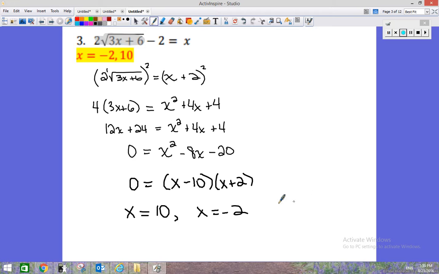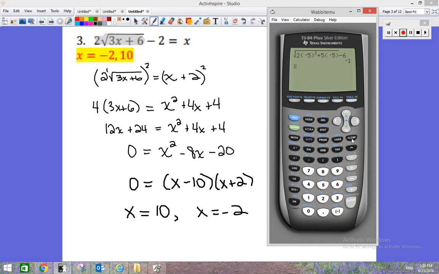So we've got to check these. Let's use the calculator again to check it. So when we plug in 10 on the left hand side, we have 2 times the square root of 3 times my 10 plus 6. Move on the outside of that radical and subtract 2. Now, it says that should equal x, and we plugged in x is 10, so if this equals 10, then that guy checks, and hey, it equals 10.